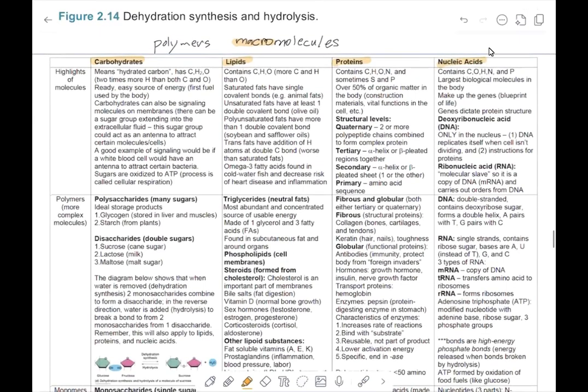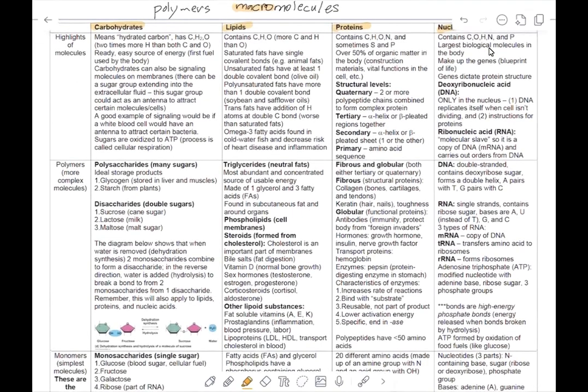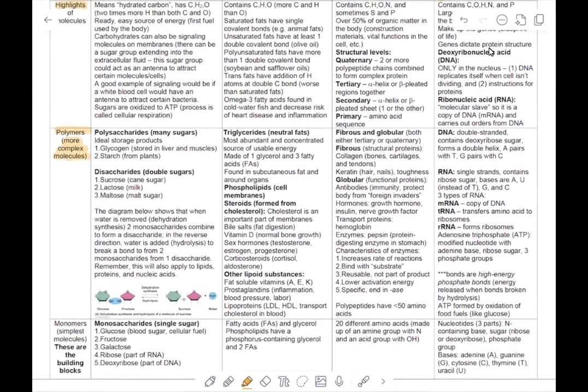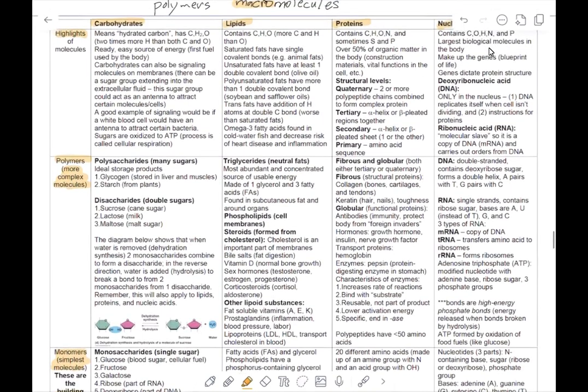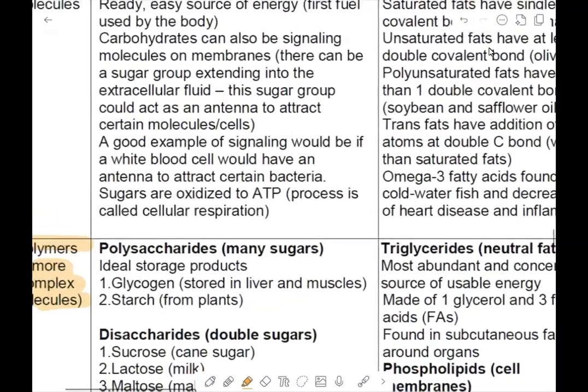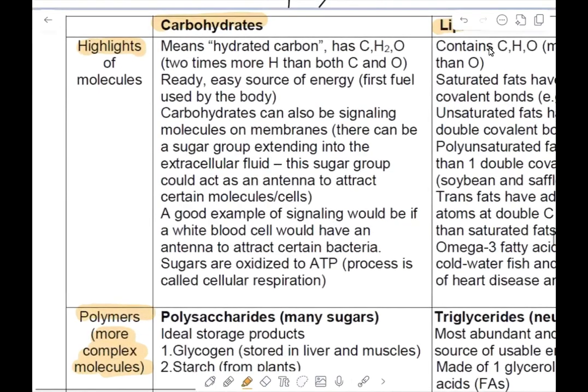So I'm going to take a few minutes here to break all this down and zoom in and out to show you and highlight it. You can see again the highlights of each molecule are in the first row. The polymers, the most complex molecules, are in the second row. And then at the bottom of the table are the simplest molecules, also called building blocks. And so you need to first know the highlights of each of these molecules.